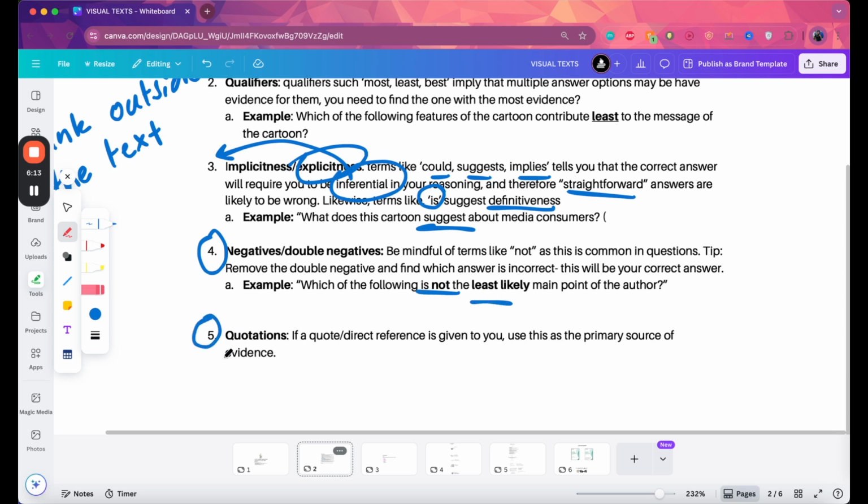And just the fifth trap, quotations. If a quote or direct reference is given to you, use this as the primary source of evidence. If they have given you a quote, they want you to be very explicit to that quote. A lot of times in the GAMSAT, it'll be obvious when something is an explicit answer or explicit question, because they'll give you the quote, you'll click on the quote, and it'll actually highlight the text that they want you to look at. If it's not directly there, then look maybe one sentence before or one sentence after if it's a normal technical text.